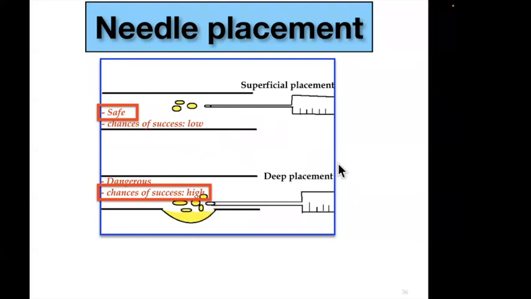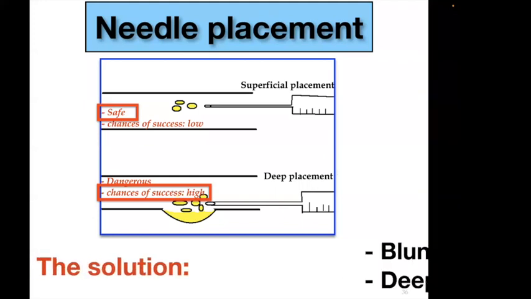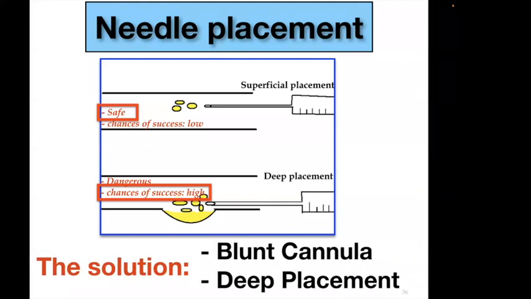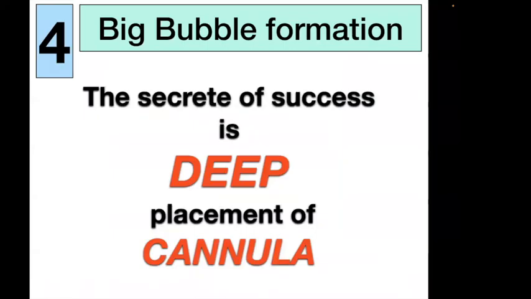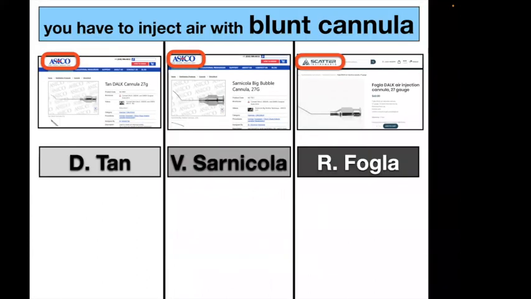So the solution is that we have to use a blunt cannula, not a needle anymore, and place the cannula very deep. The secret of success is using a blunt cannula and placing this cannula as deep as you can in the stroma to have a high percentage of big bubble formation.